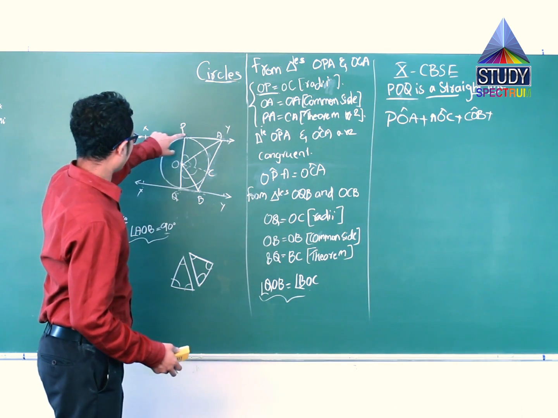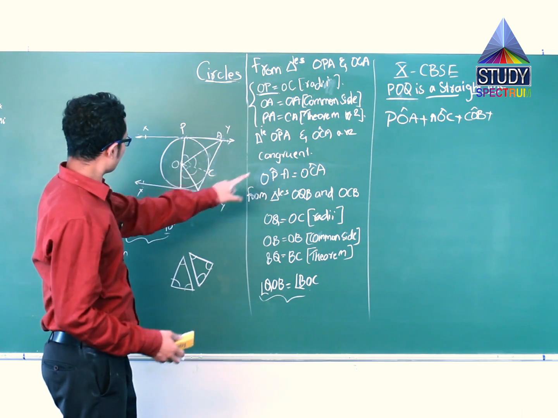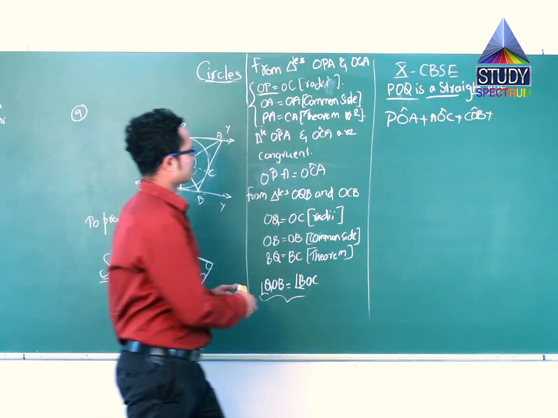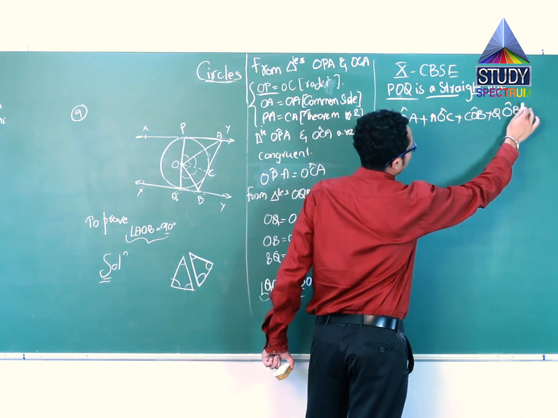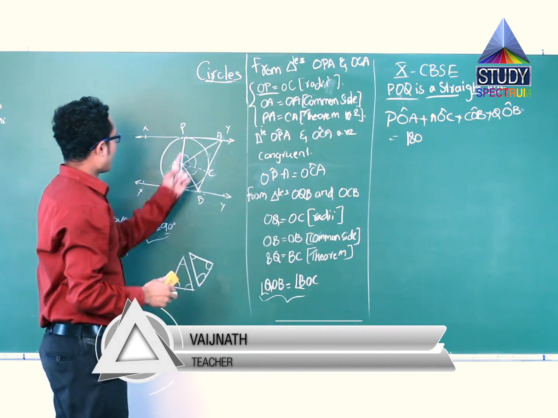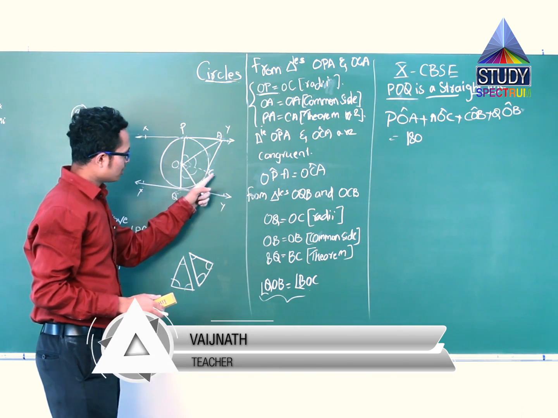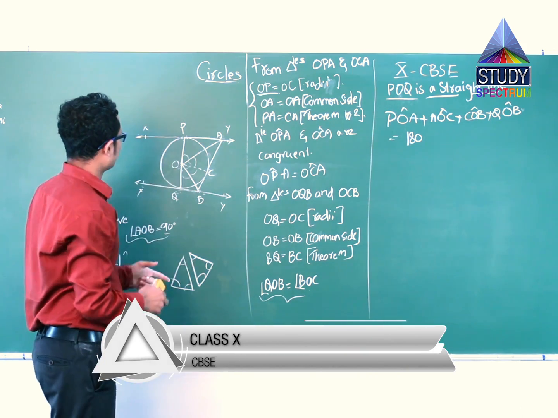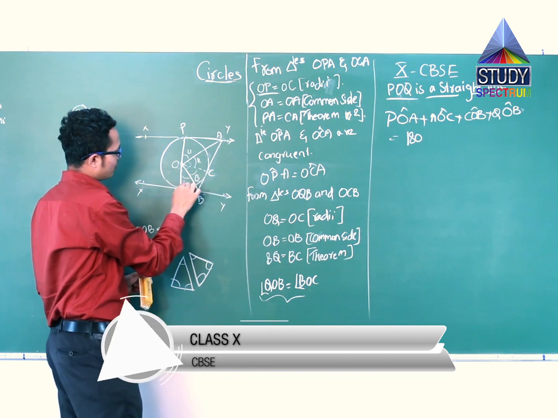so what is this? Angle POA, okay. Angle COB equal to angle QOB. Okay. Therefore, this is QOB next. Angle QOB is equal to 180 degrees. Sum of all the angles, angle POA plus angle AOC plus angle COB plus angle BOQ will be equal to 180 degrees. That is angle 1 plus angle 2 plus angle 3 plus angle 4.